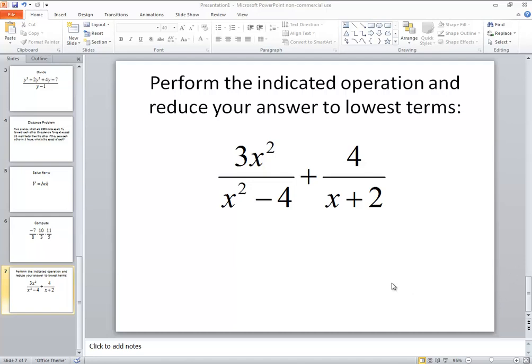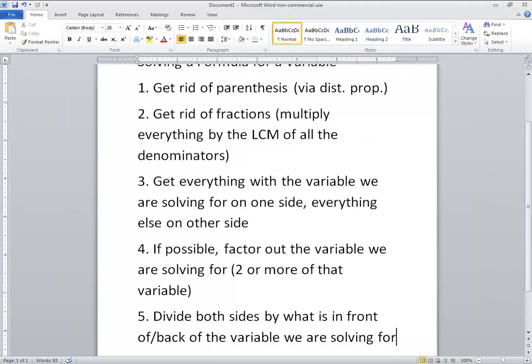Let's take a look at this problem. It says perform the indicated operation and reduce your answer to the lowest terms. Now this is adding and subtracting rational expressions. So let's refresh our memories on that.